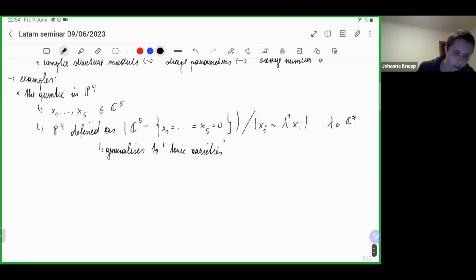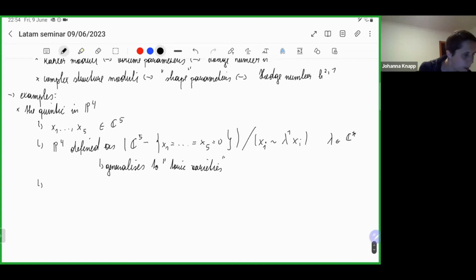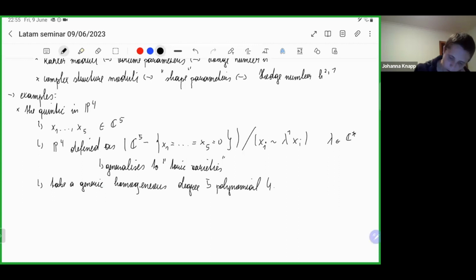All right, so this is P4, we call this the ambient space. So the last step we have to do is we take a generic homogeneous degree 5 polynomial. I will call it G5 of x1 to x5. This will also make a reappearance in the GLSM.